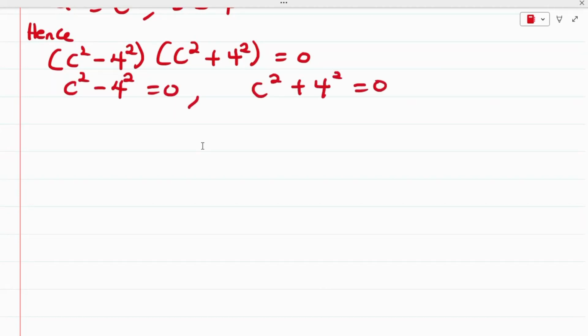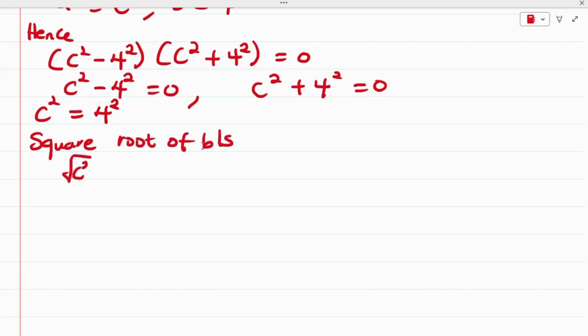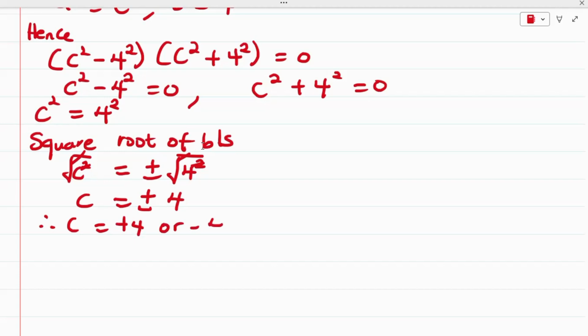So let's simply solve this. We have this to be c squared is equal to 4 squared. So all we have to do is to simply take the square roots of both sides, and this becomes the square root of c squared equal to plus or minus the square root of 4 squared. Okay, so this is going to cancel this. We have c is equal to plus or minus, this cancelling this, we have this to be 4. So therefore, c is equal to plus 4 or minus 4.